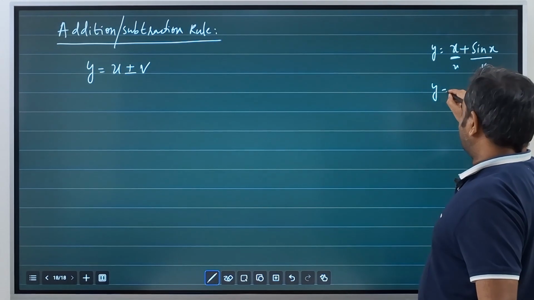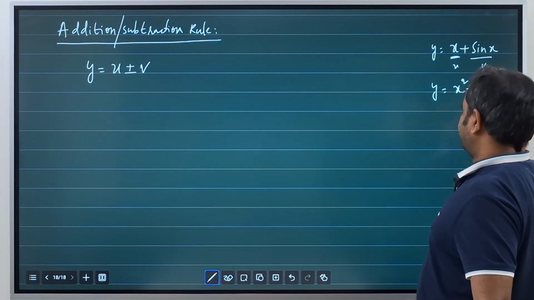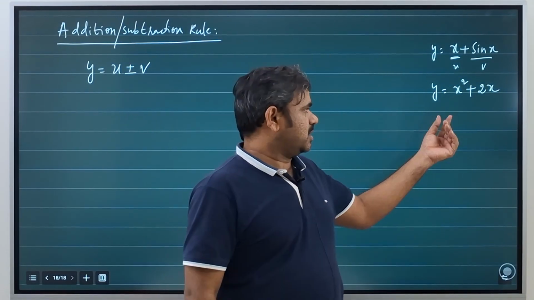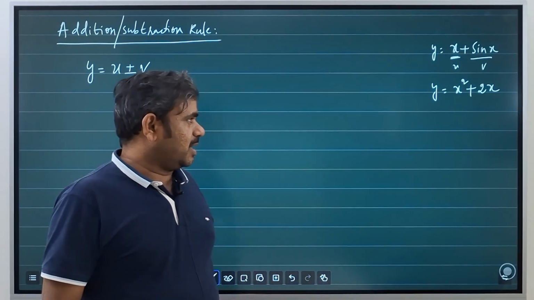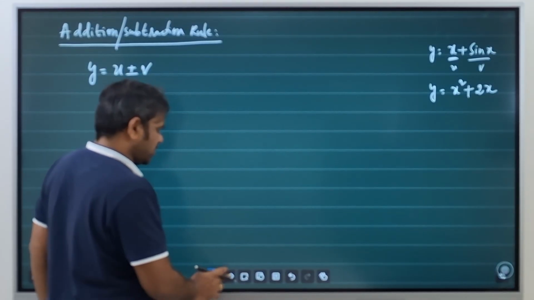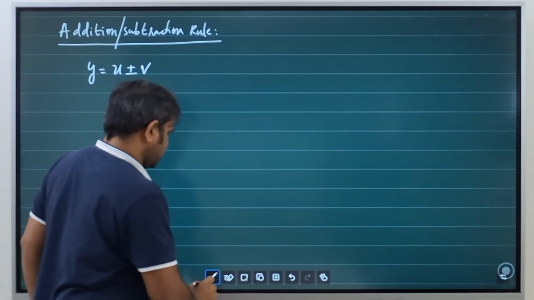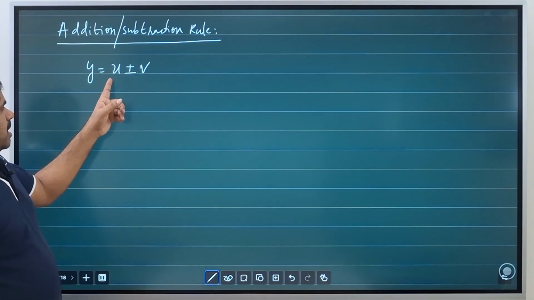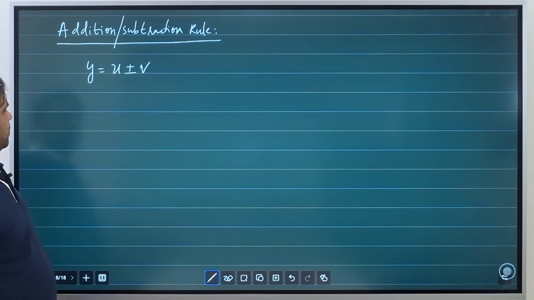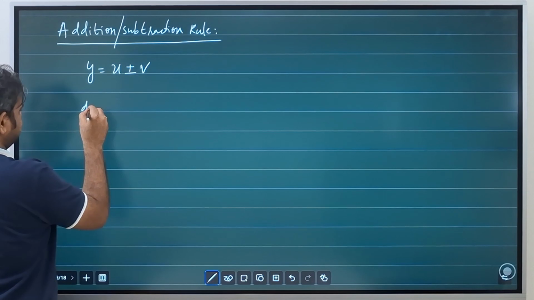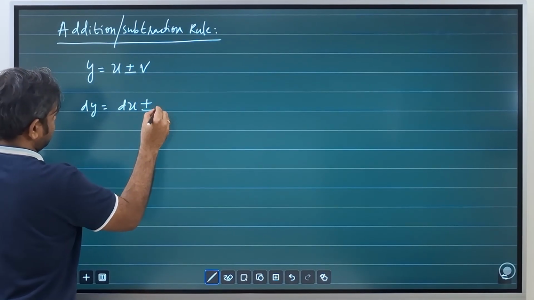Or y is equal to x square plus 2x. So y is in this form. Here u is equal to x square, v is equal to 2x. So if you have y as a sum of two different functions of x, or if you have y as the difference between u and v, addition or subtraction, then dy is equal to du plus or minus dv.